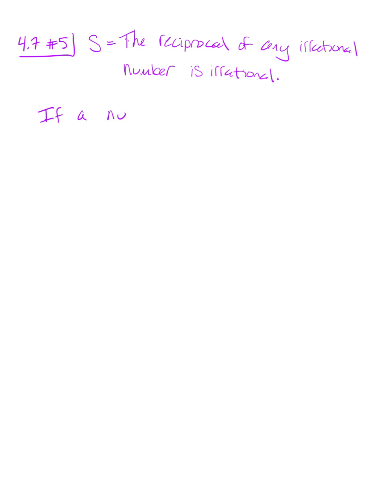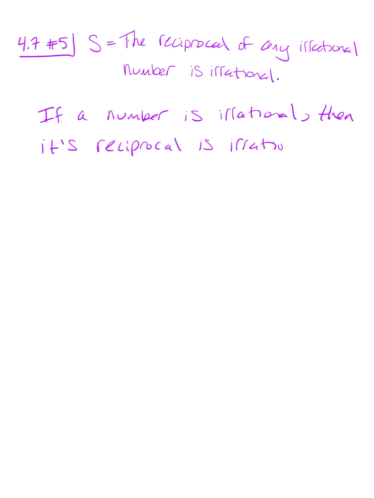a number is irrational, then its reciprocal is irrational. So these two statements are equivalent. I just rewrote the first statement as an if-then. So this is also S. The reciprocal of any irrational number is irrational is equivalent to saying if a number is irrational, then its reciprocal is irrational.